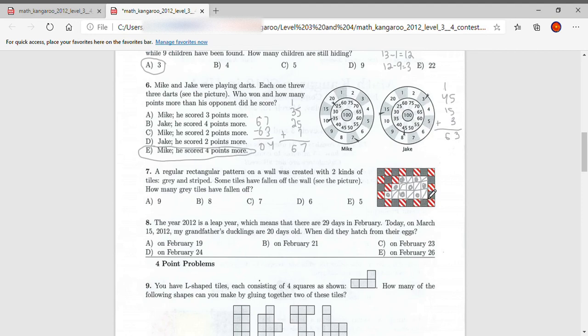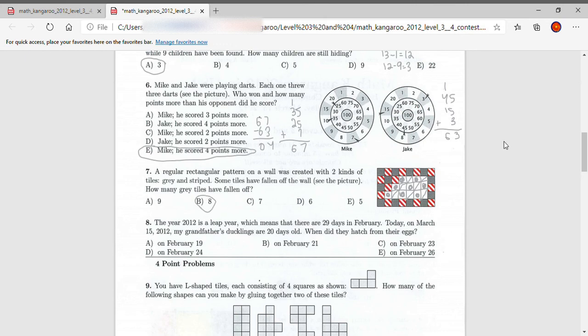Okay, my mouth is very dry after saying all of that. Let's see. How many grays are there? So that have fallen off. So we have to count all these gray blobs. 1, 2, 3, 4, 5, 6, 7, and 8. So that means B, 8 gray tiles have fallen off.